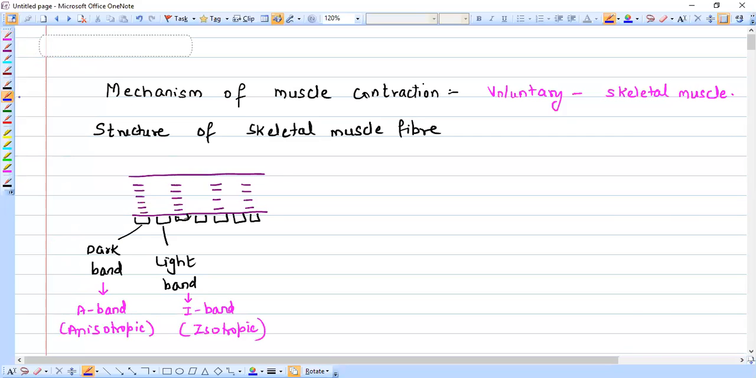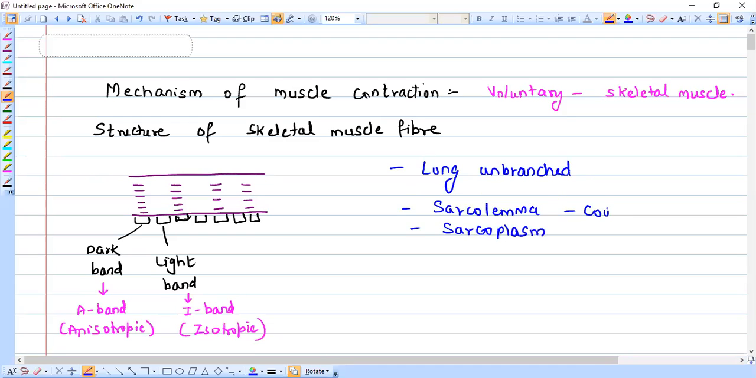When we talk about skeletal muscles, these muscle fibers are long and, most important, unbranched. The covering that you see is called the sarcolemma. And this cytoplasm is called the sarcoplasm. So the sarcolemma is nothing but the covering, and the sarcoplasm is nothing but the cytoplasm.